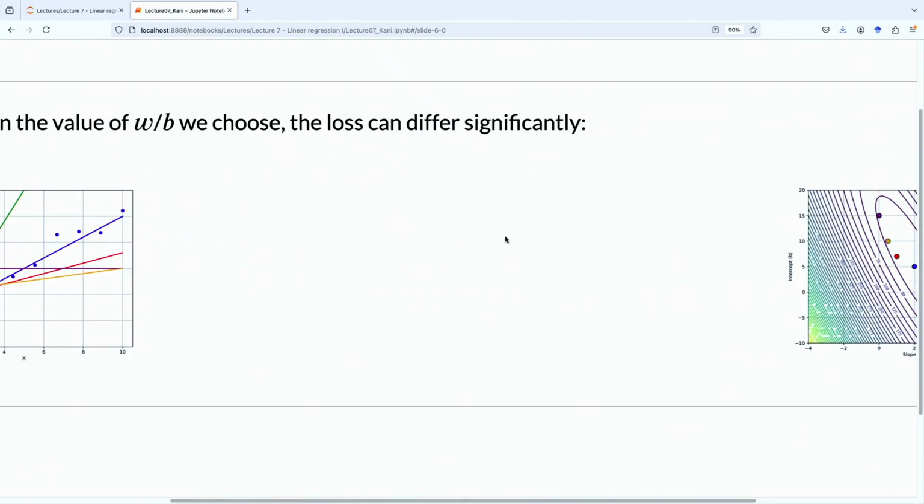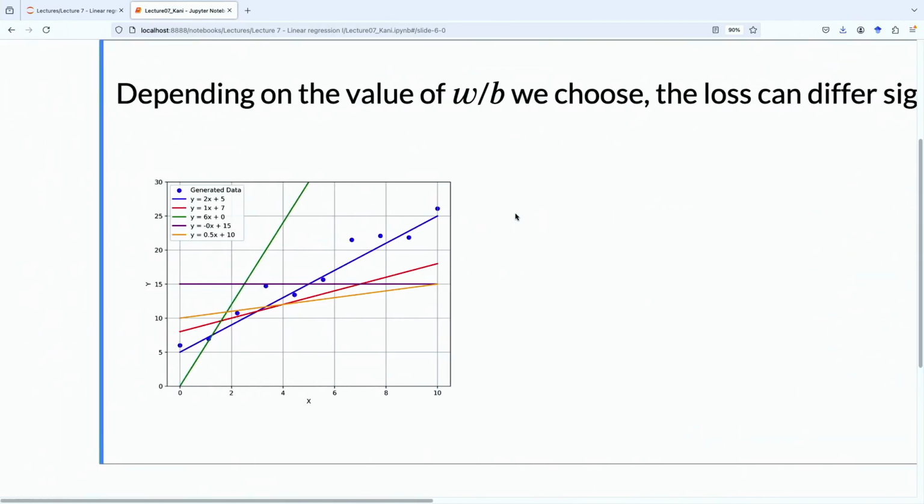So the point is, depending on the values of W and B we choose, the loss can differ significantly. Again, we remind ourselves that we had a previous graph where we just guessed a bunch of possible lines. This blue line had a very small loss because the distance from the blue line to any one of these data points is fairly small, right? Seems like a good middle of the road estimate. For this green line, the distance between the green line and these data points is kind of significant, especially towards the data points that have larger x's, right?